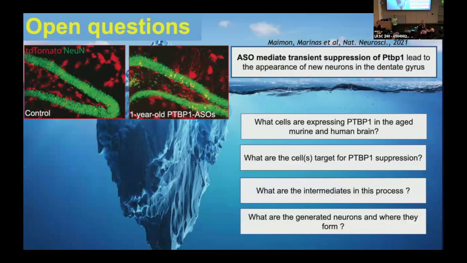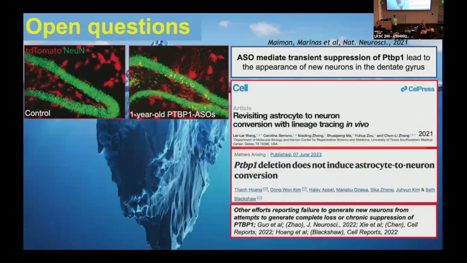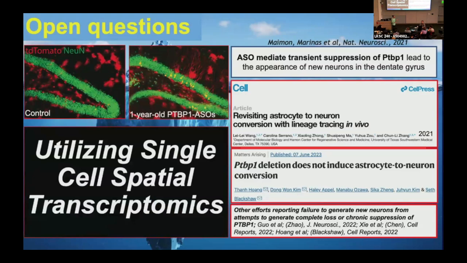We don't know what the cell of origin is. We don't know what the intermediate states are and what neurons they're becoming, and these are only some of the questions. And also it's very exciting times because there is an active debate in the field. So other groups tried to convert neurons using this approach, but couldn't. So we really want to shed more light on these questions and this controversy. And we thought the best way to go, for us at least, was utilizing single-cell spatial transcriptomics. And this is what I want to share with you today.